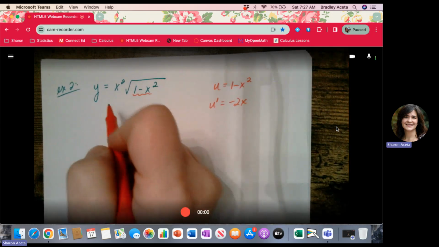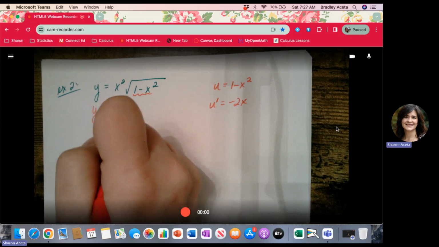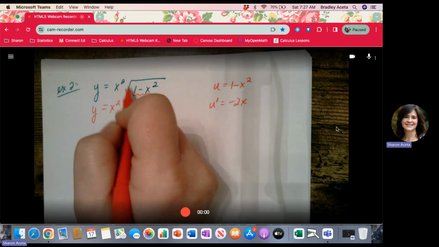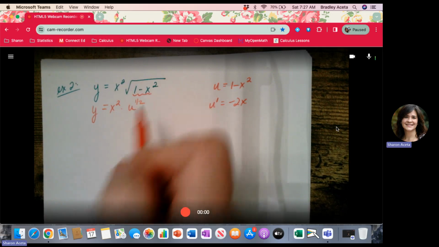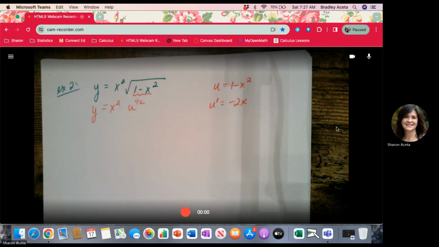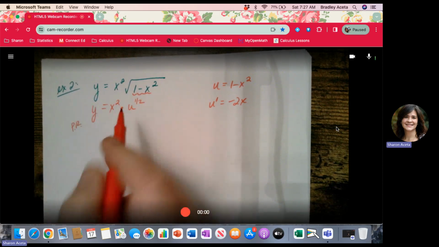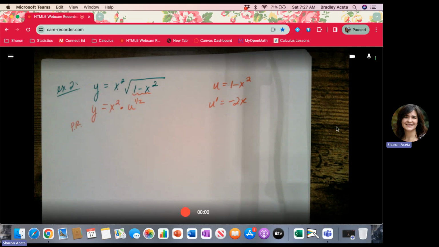I'm going to go back over here. I'm going to rewrite it with u's. So this would be x squared, and then this would be u to the what power if it's the root? Well, to the 1/2. And now this is a product rule because you're dealing with two different functions at the same time. All right, so let's work this out.